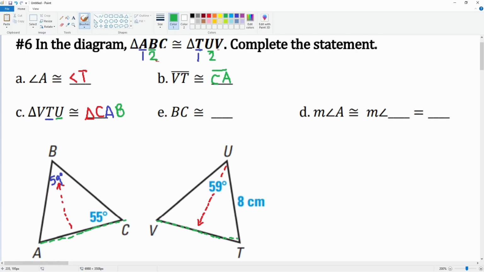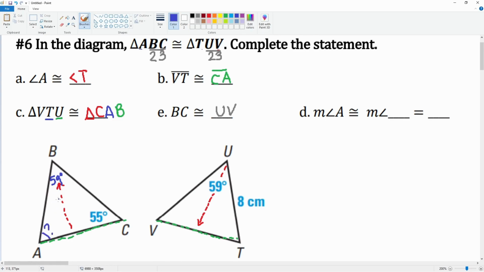Now let's see about this. What about BC? What does BC give us? It's very hard to see it visually, so let's just look at the statement. BC is right here. BC is made up of the second spot and the third spot. So it's going to be made up of the second and third spot here too. So BC is congruent to UV.